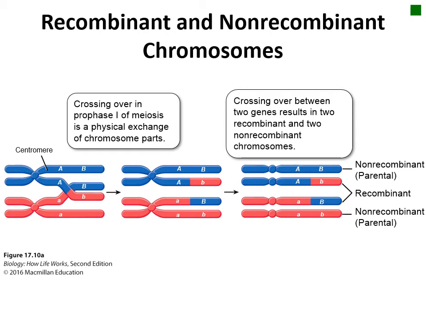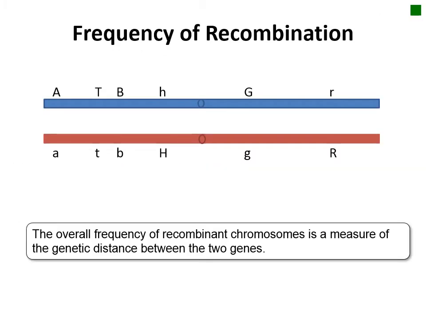This is because crossing over occurs at the 4-strand stage of meiosis, when each homologous chromosome is a pair of sister chromatids, but only 2 of the 4 strands, 1 sister chromatid from each homologous chromosome, are included in any crossover. The frequency of recombination is a measure of the distance between linked genes.